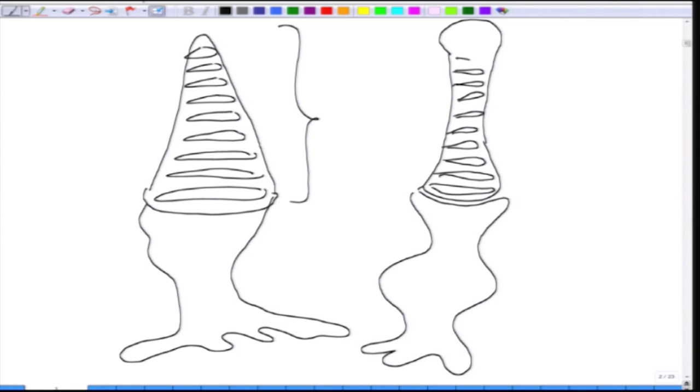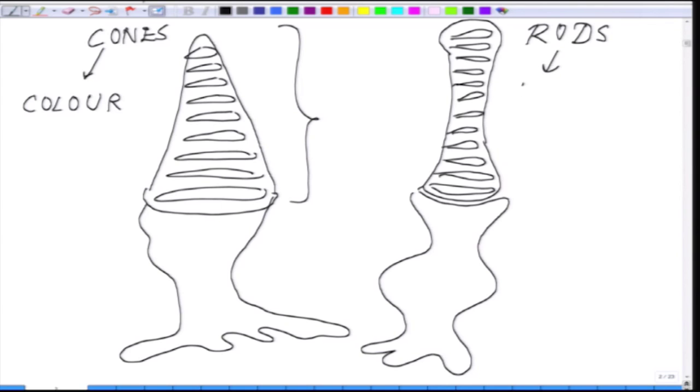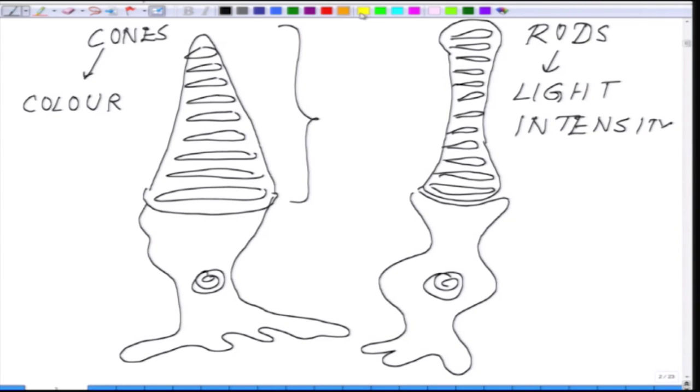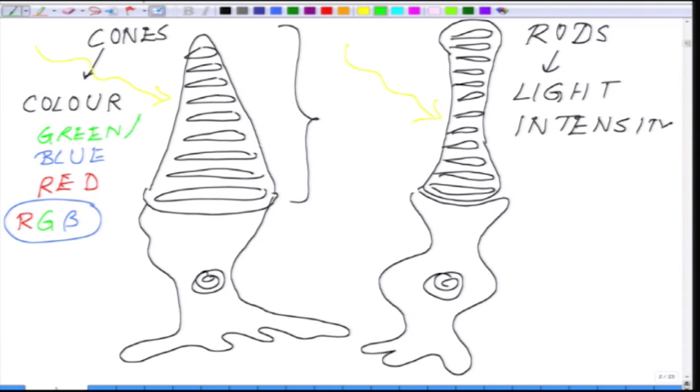They are called cones, and they are for color perception. So these are the cones for the colors, and these are the rods for different light intensity. This is where they have the nucleus, and the way it works is this is where the light falls. The cone is the one which can distinguish between green, blue, or red, almost like RGB coding. So it can distinguish the different wavelengths.